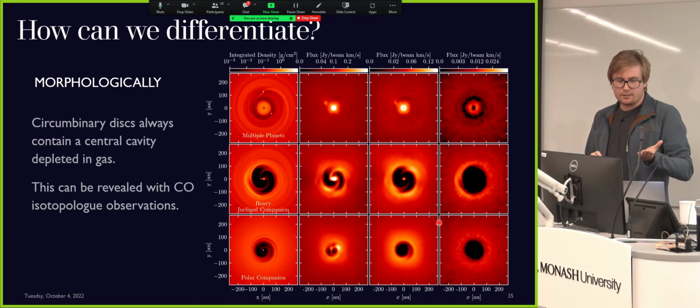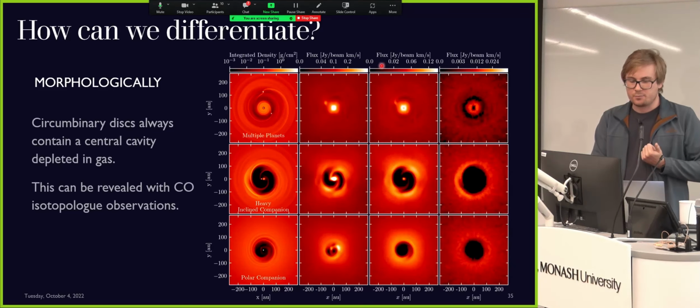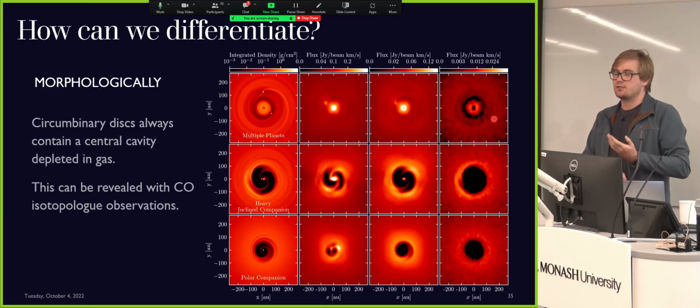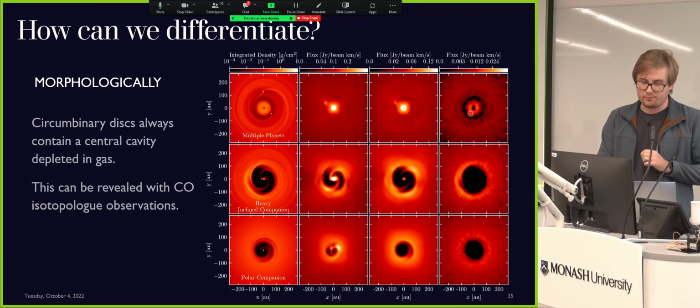So just to highlight the differences between a circumbinary disk and a planet hosting disk. The top row here is a surface density from a simulation. And then this is what the 12CO isotopologue of carbon monoxide should look like. And then 13CO and C18O. So these are progressively less abundant isotopologues of carbon monoxide, and the less abundant isotopologues start to more faithfully trace the surface density profile of the disk.